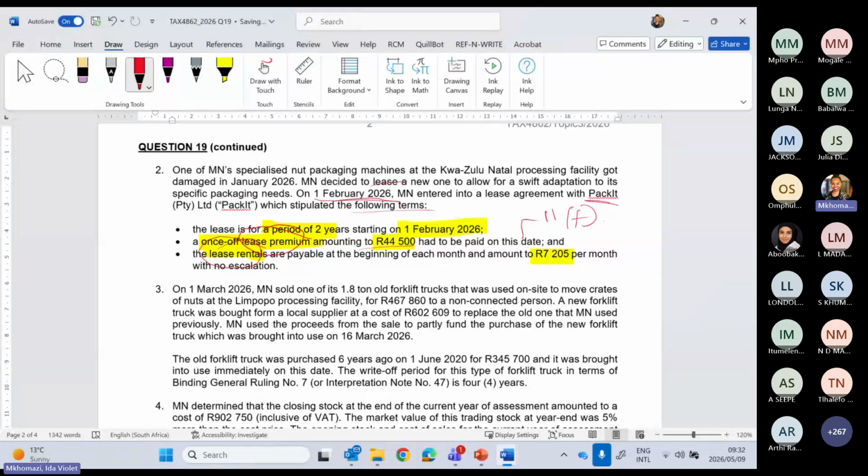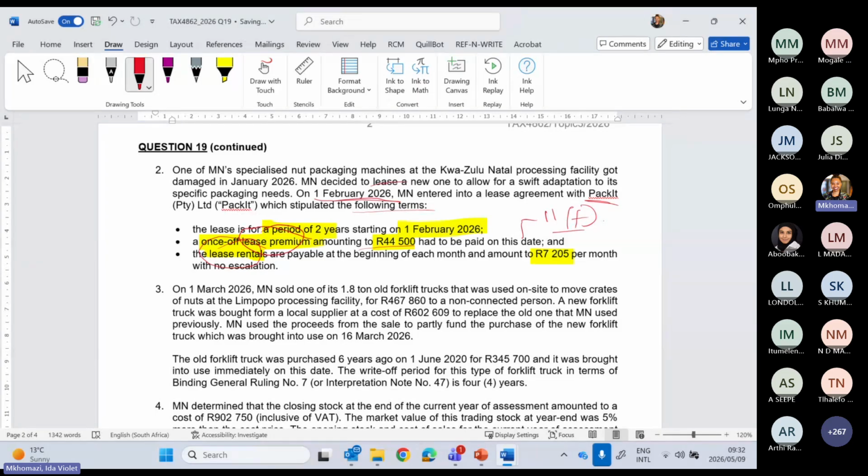When you deal with leases, it's important that you identify which party is the lessor and which party is the lessee, because the tax implications for the two are different. There's actually a nice summary in Edu8 where we show you the difference in tax treatment for a lessee and a lessor. In this question, Mabasa Nuts is the lessee, and since they are the lessee, they can get a deduction for this lease premium in terms of section 11F.